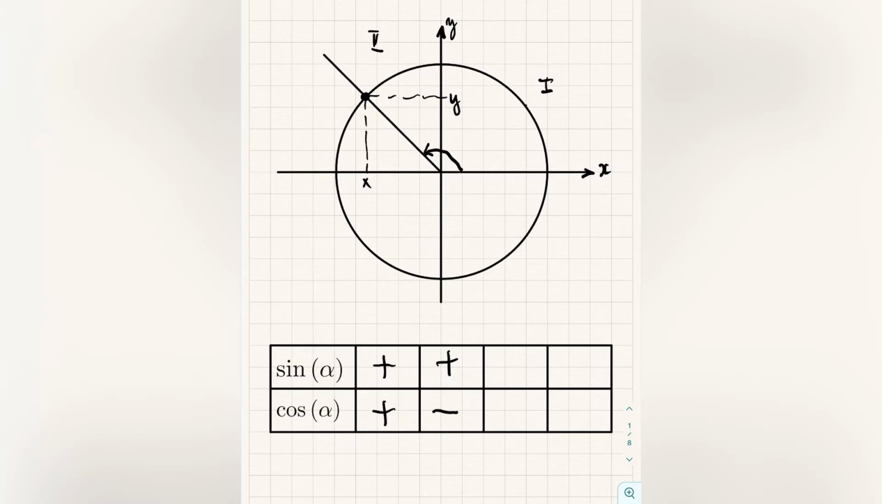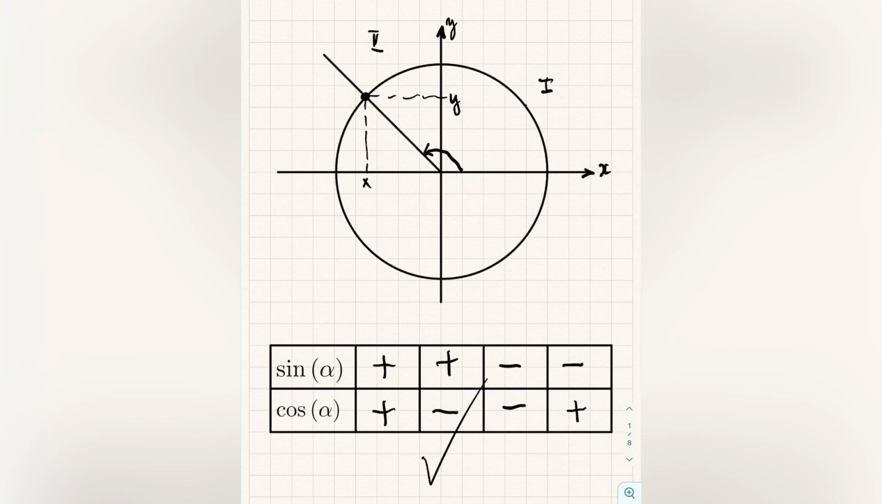Similarly, now if we just think about it, if we would intersect somewhere in the third quadrant, the y value is negative and the x value is negative, meaning that both sine and cosine are negative. And if we look at the fourth quadrant, as you can see, if we intersect anywhere in the fourth quadrant, the y value will be negative and the x value will be positive, meaning that sine will be negative and cosine will be positive. And that's it.